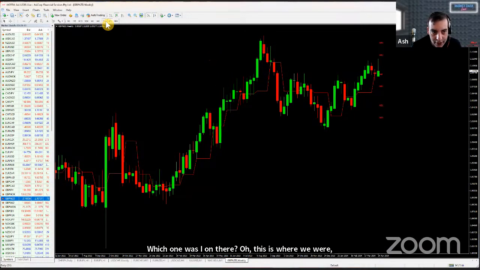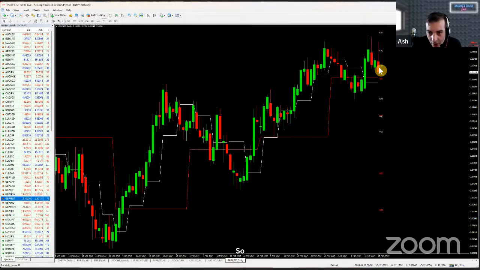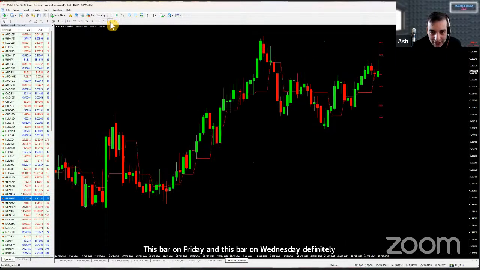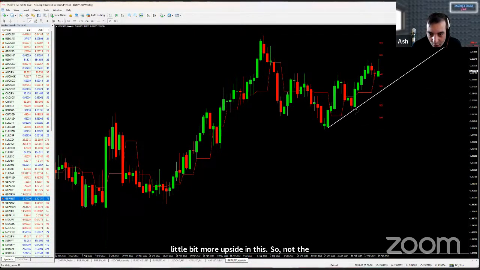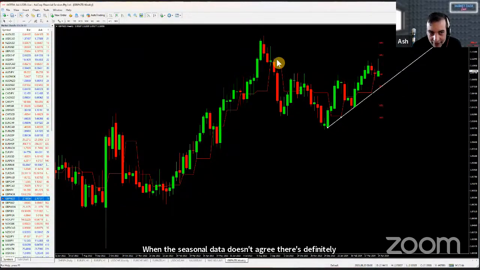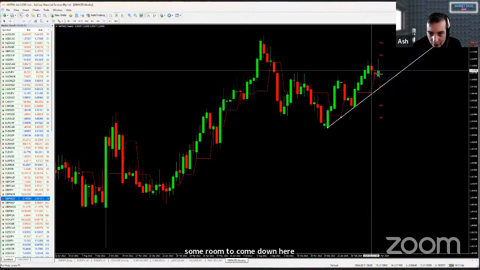So we did see this bar on Friday and this bar on Wednesday. Definitely struggling to get through some support here, but the seasonal data suggests there might be just a little bit more upside in this. So not the easiest one to trade when the seasonal data doesn't agree. There's definitely some room to come down here. It definitely looks like there's some room to go higher as well.